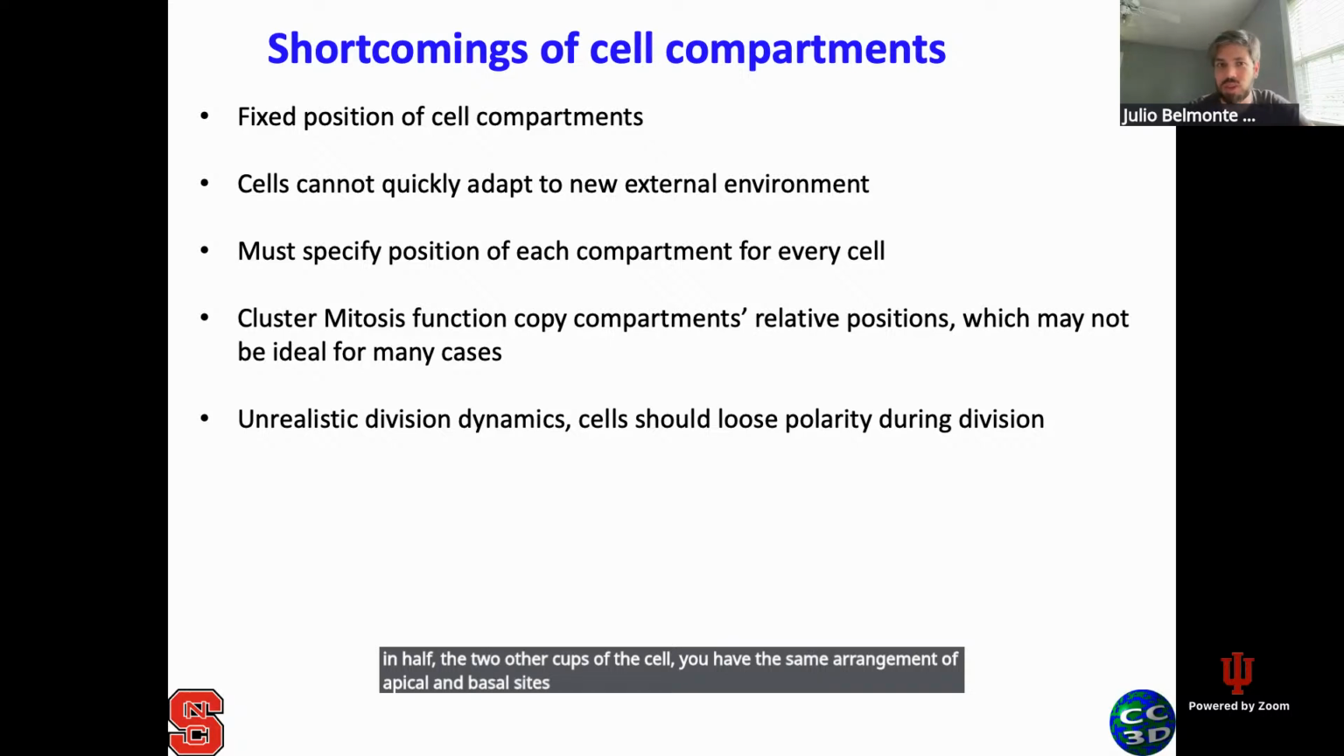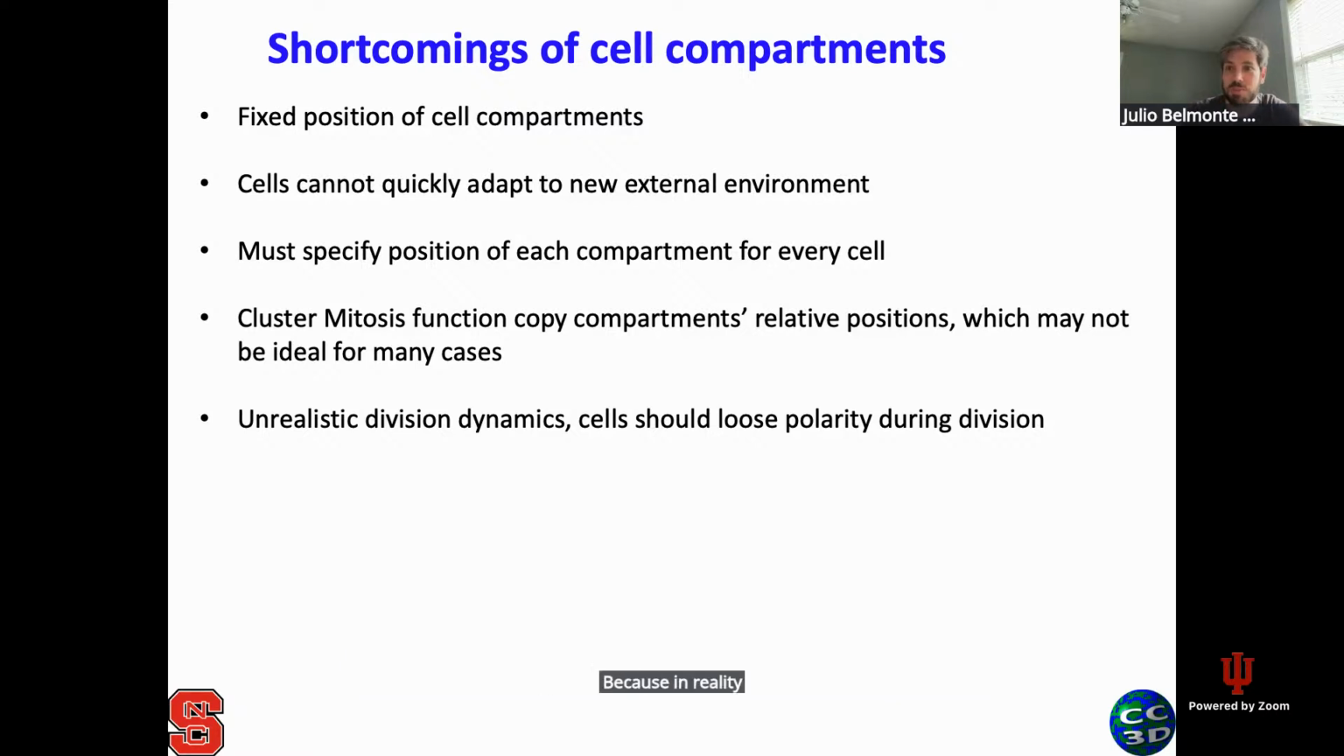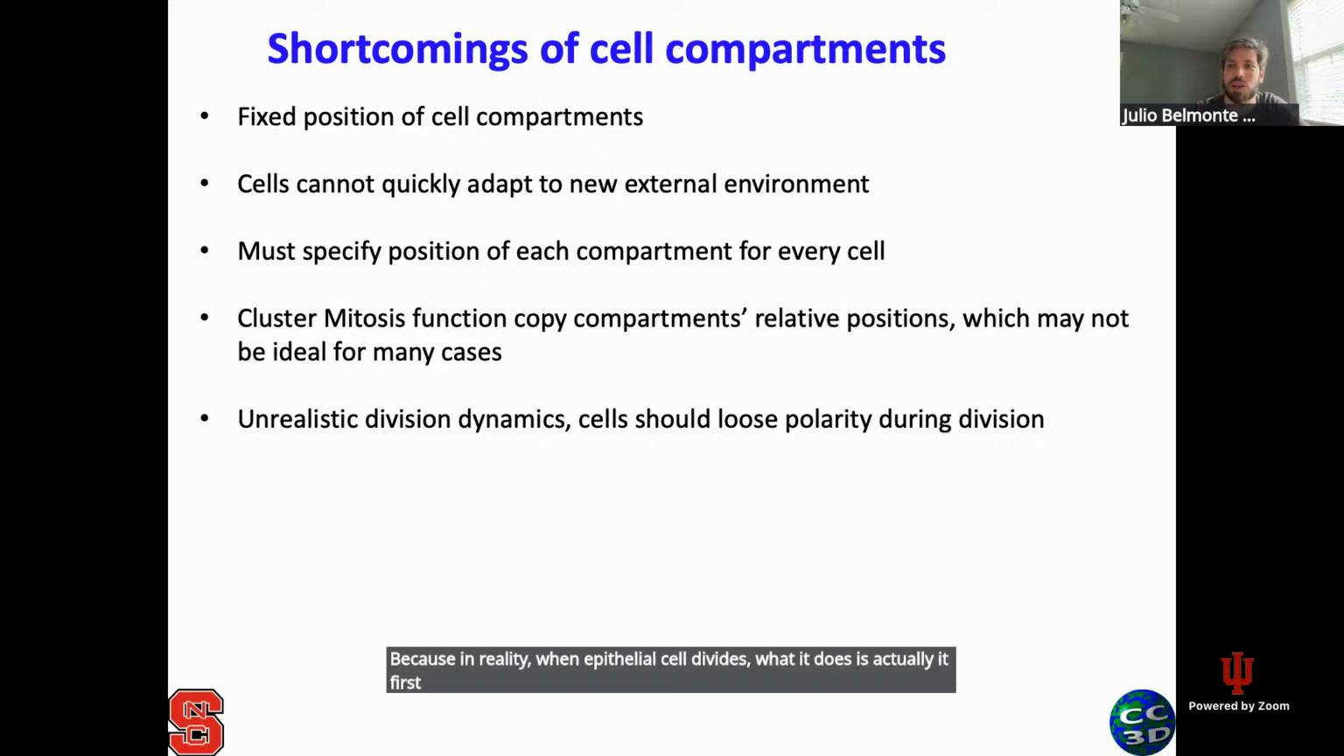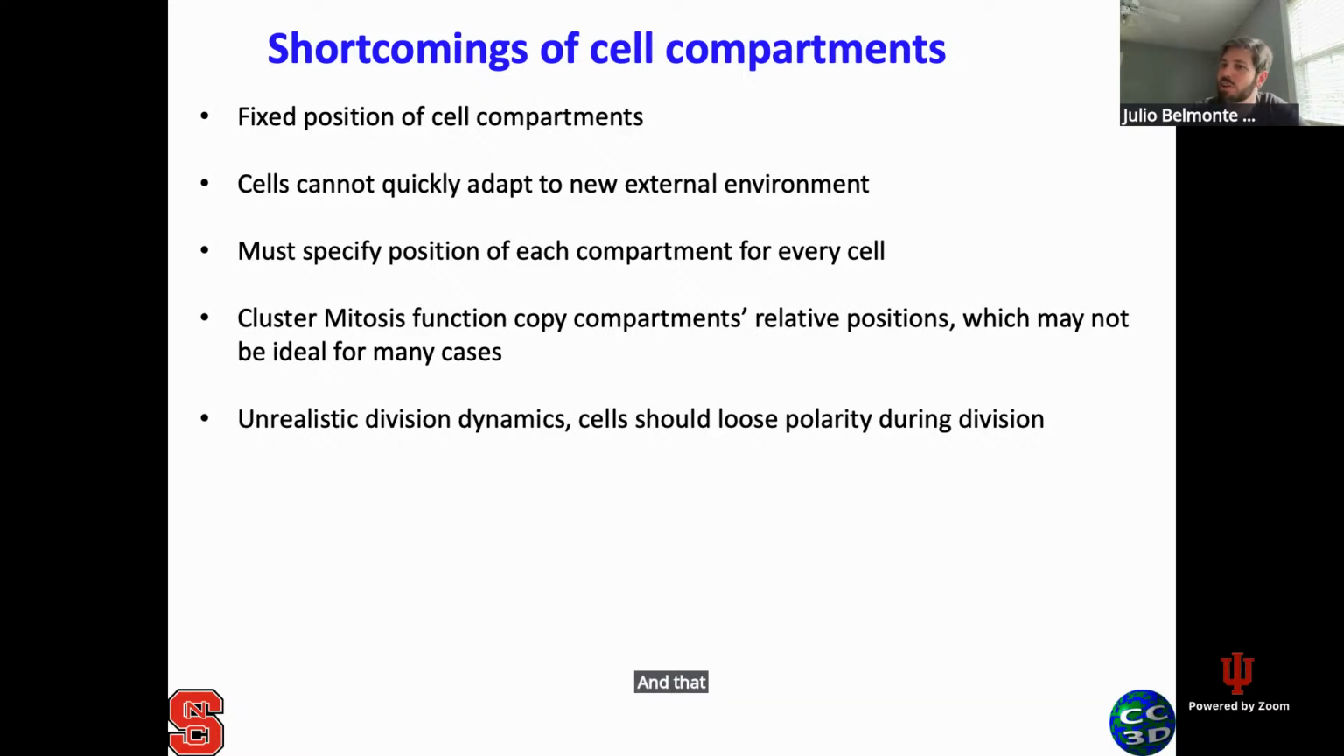And that might be good for some applications and might be very bad for other applications, because in reality, when an epithelial cell divides, what it does is it first loses its polarity, rounds up, divides, and then regains its polarity and should repolarize back again after division. And that is not possible at all if you're just using static compartments as we have been doing so far.